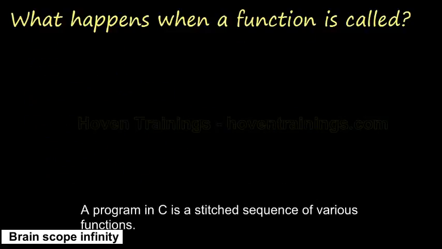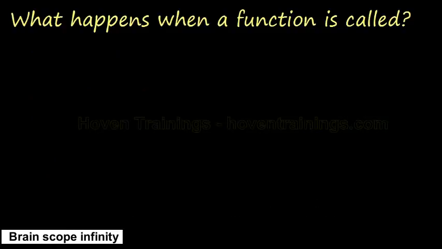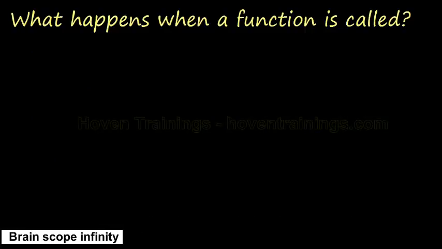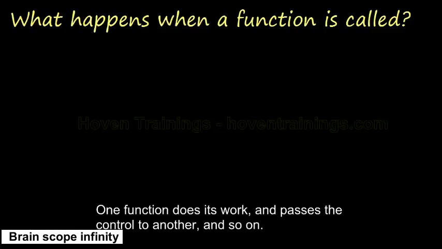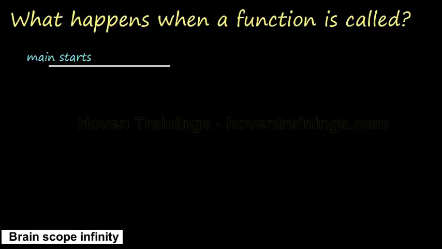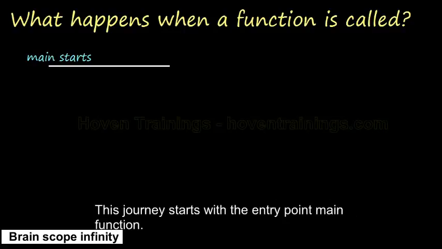A program in C is a stitched sequence of various functions. A C program is a series of function calls, like a relay race. One function does its work, and passes the control to another, and so on. A program can be compared to a car drive along a highway. This journey starts with the entry point main function.